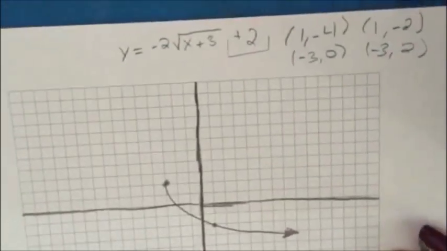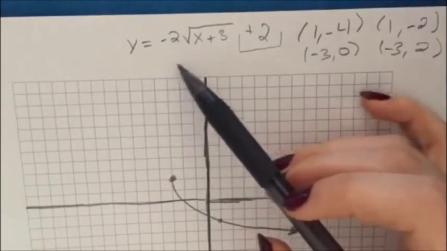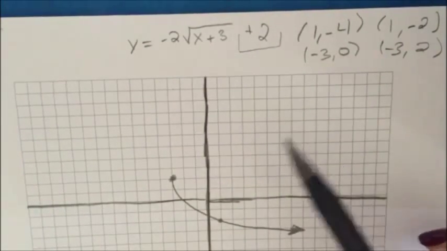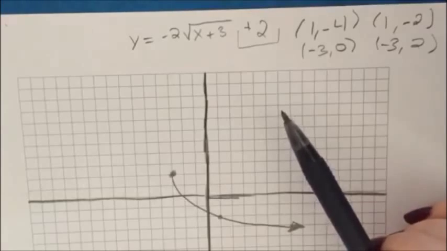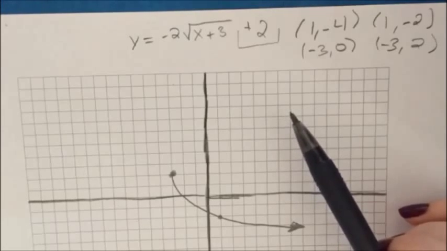And that's how you graph the equation y is equal to negative 2 times the square root of x plus 3 plus 2.